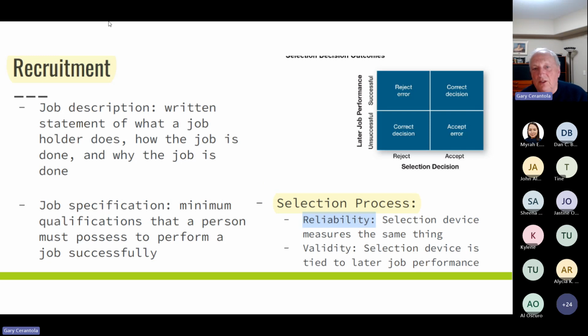That's really important. And you'll see in recruitment, here's the piece that you should really understand: the selection process. And the thing is that it needs to be reliable, so it measures the same thing, and it needs to be valid, meaning the selection device is tied to later job performance. So you've got to understand the job description and the job specification, like the minimum qualifications, to be able to come up with a selection process that really works well for your company.